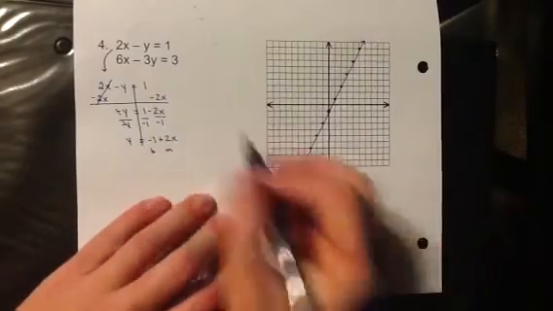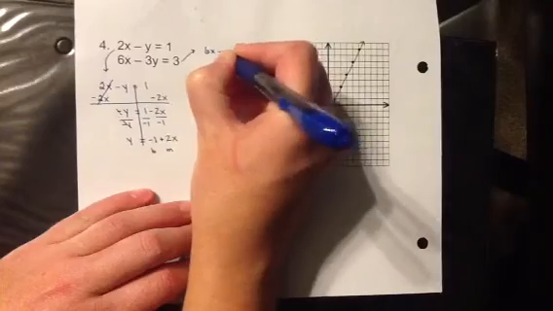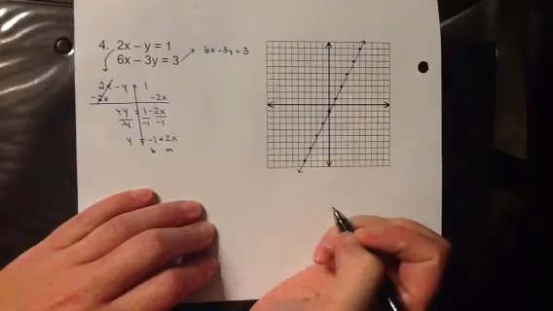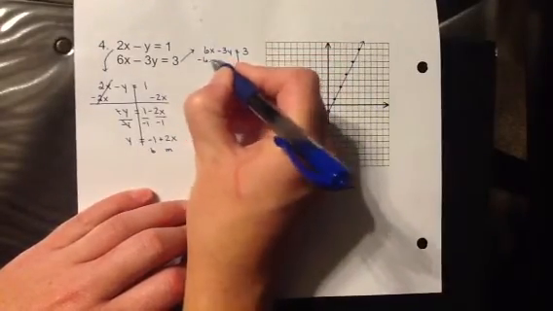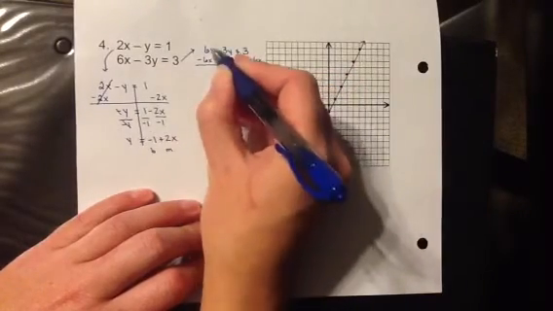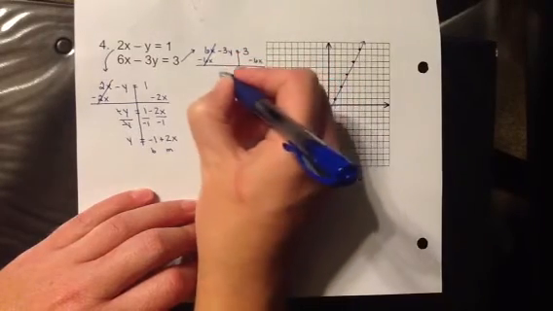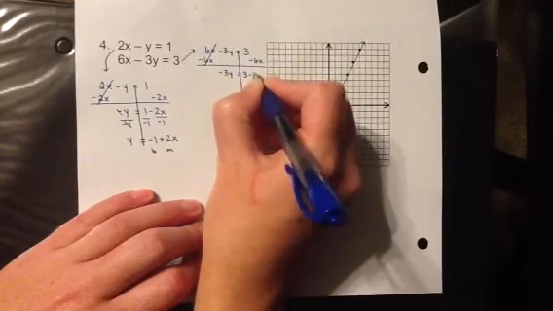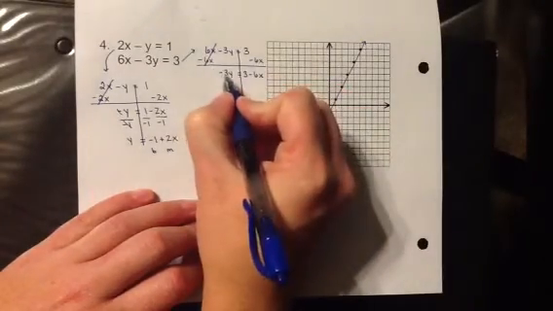Good. So now let's look at the second equation. This is 6x minus 3y equals 3. And I'm going to draw the line again. And then I'm going to subtract my 6x. So 6x minus 6x does subtract out. I've got negative 3y equals 3 minus 6x. Then I've got to divide by the negative 3.